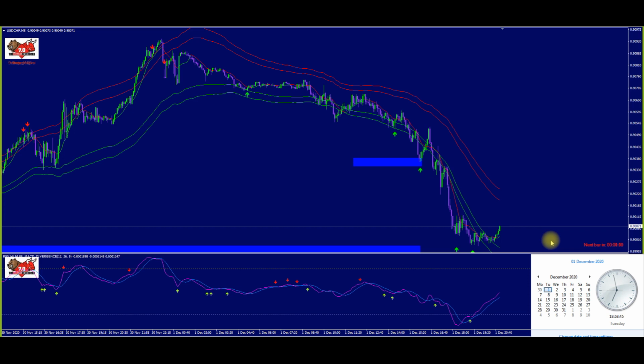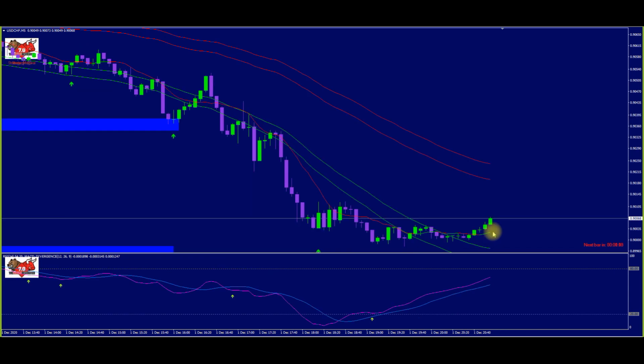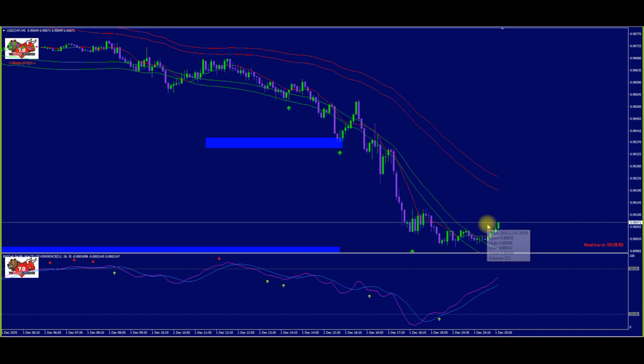Because the volatility is less. Look at that. Typically, look at that. That would have hit 5 pips. Oh, that's annoying, but it is what it is.